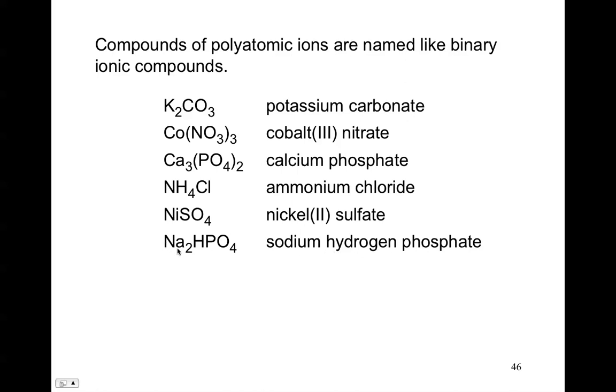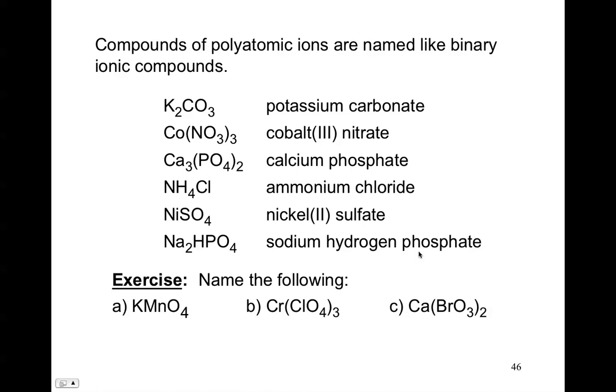If we had the formula NaH2PO4, so we had the polyatomic ion dihydrogen phosphate, we would name that sodium dihydrogen phosphate. All right, go ahead and pause the video and attempt to name the following 3, and then I'll give you the answer.